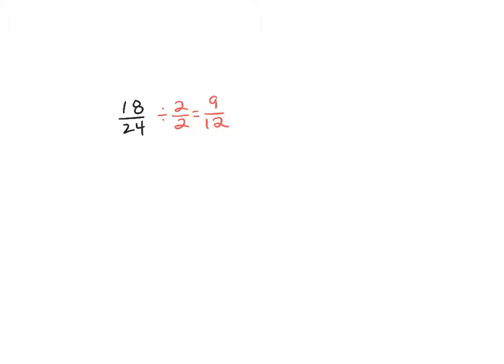Well, now is 9/12 in lowest terms? One way to find out is to figure out the factors of 9. For 9, it's 1 times 9 and 3 times 3. So the factors are 1, 3, and 9. And for 12, the factors are 1 times 12, 2 times 6, and 3 times 4. So if I write all the factors in order, it'd be 1, 2, 3, 4, 6, and 12. Is the only common factor 1? Well, no, it isn't, because they both have a common factor of 3.